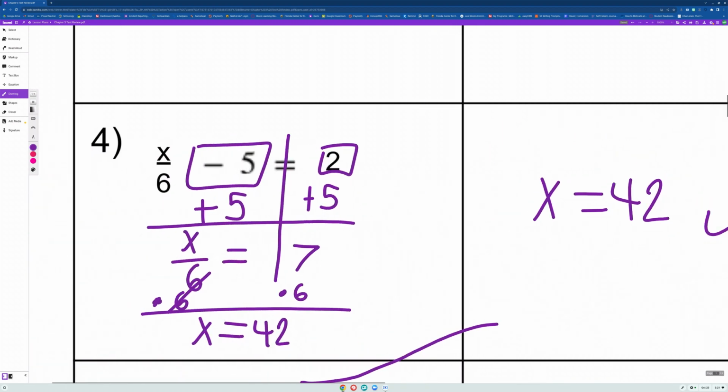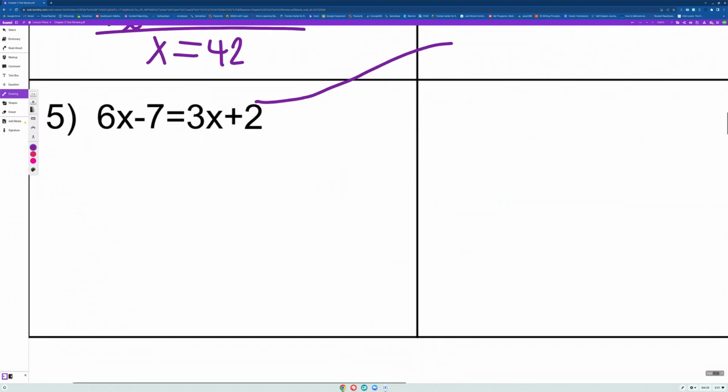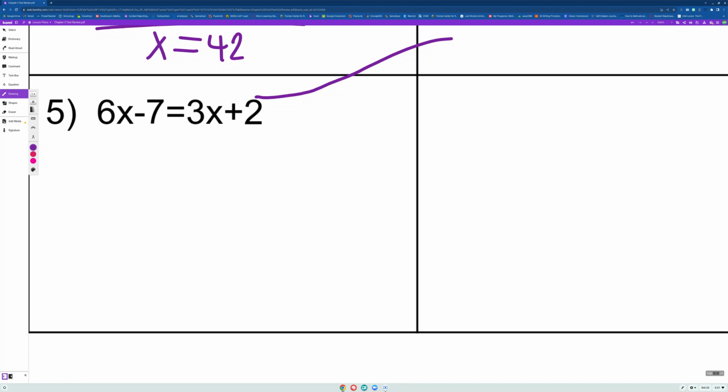All right, moving on to number 5. I have 6x minus 7 is equal to 3x plus 2. So because I have variables on both sides, my goal is to get my x's to one side and my constants to the other. So my constants are just these numbers without variables.